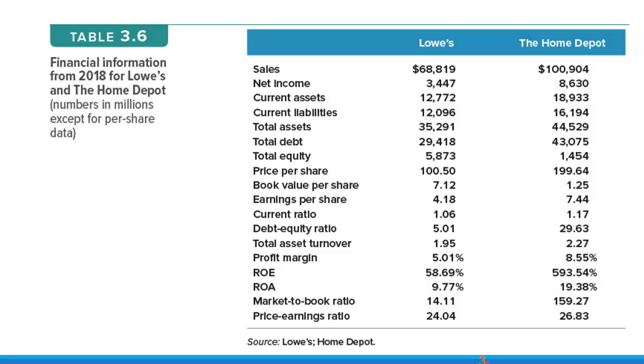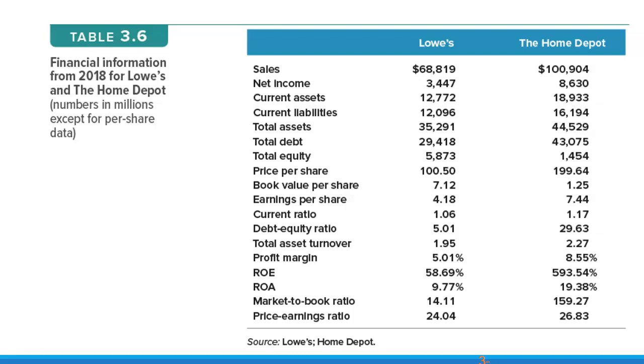You can see here financial information for Lowe's and Home Depot. Now, we can see that Home Depot is much larger than Lowe's. However, when we start looking at the ratio analysis, we see that their current ratio is actually fairly similar. They both have a current ratio just slightly above 1. The debt to equity ratio, however, is much higher for Home Depot, which tells us that Home Depot is carrying a lot more debt than Lowe's.